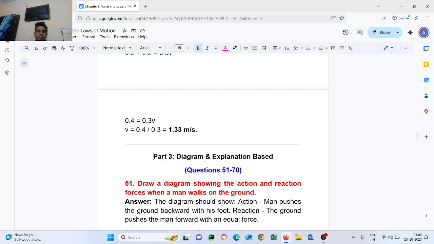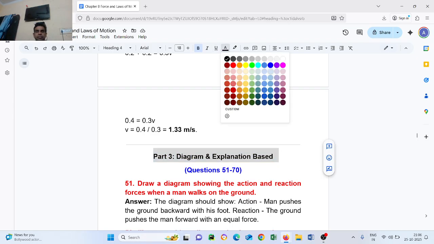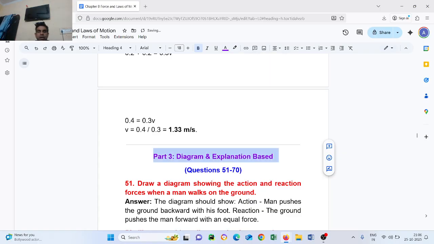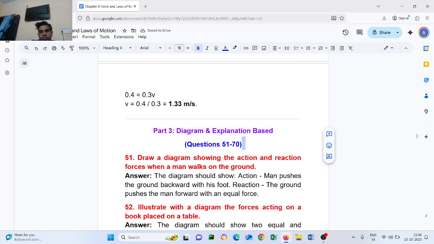Now move to part 3, we will take the diagram and explanation based questions. Question number 51 to 70.